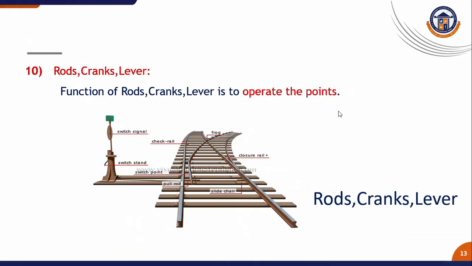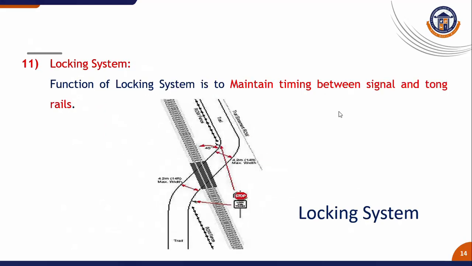The next slide is rods, cranks and levers. The function of rods, cranks and levers is to operate the points. Here you are seeing the signal and switch stand, switch point, pull rod, slide chair, closer rail, frog and check rail, everything. Next one is the locking system. The function of the locking system is to maintain timing between the signal and tongue rails.